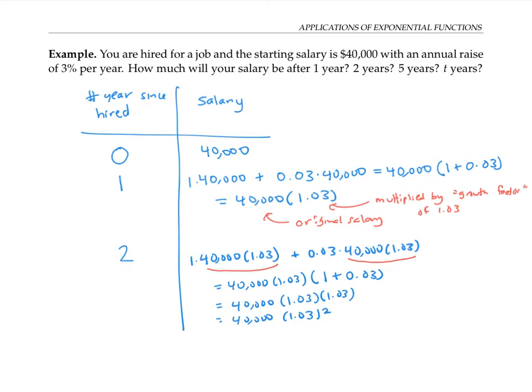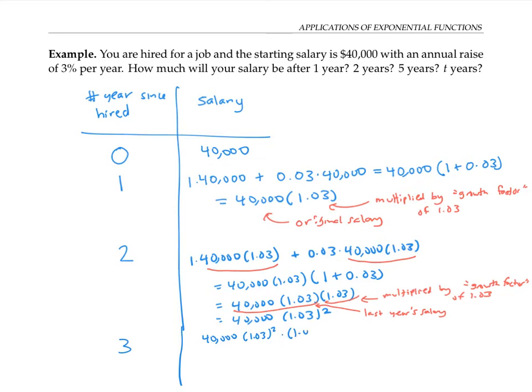We can think of this as your last year's salary multiplied by the same growth factor of 1.03. After 3 years, a similar computation will give you that your new salary is your previous year's salary times that growth factor of 1.03. That can be written as 40,000 times 1.03 cubed.